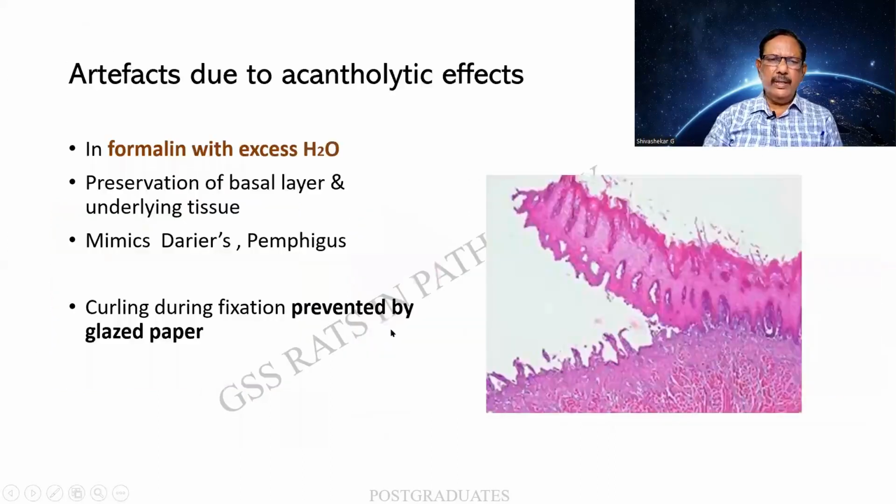So these can be corrected with the knife. This we have already seen. Sometimes artifacts can lead to acantholytic effects. Supposing the formalin is in excess, you find that the preservation of the basal layer and the underlying tissue will become a problem. So it can mimic Darier's disease or pemphigus. And curling during fixation can be prevented by using a glazed paper, he says.